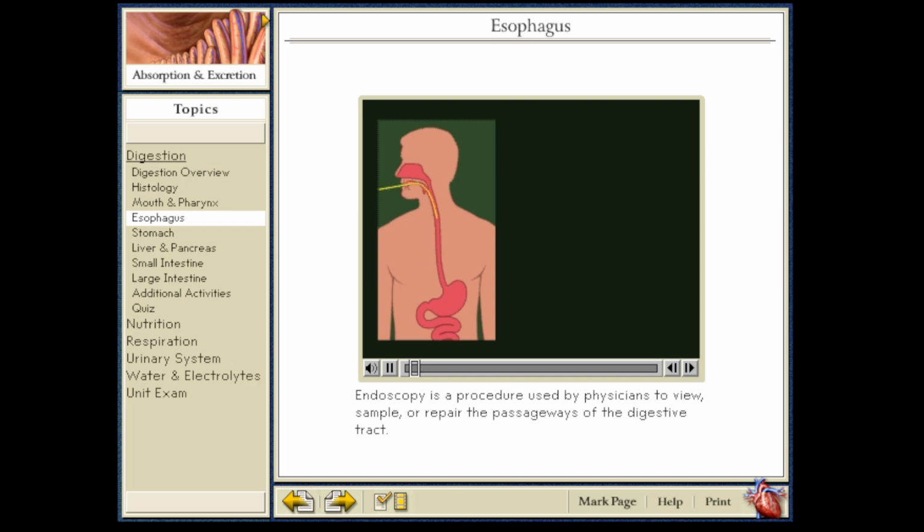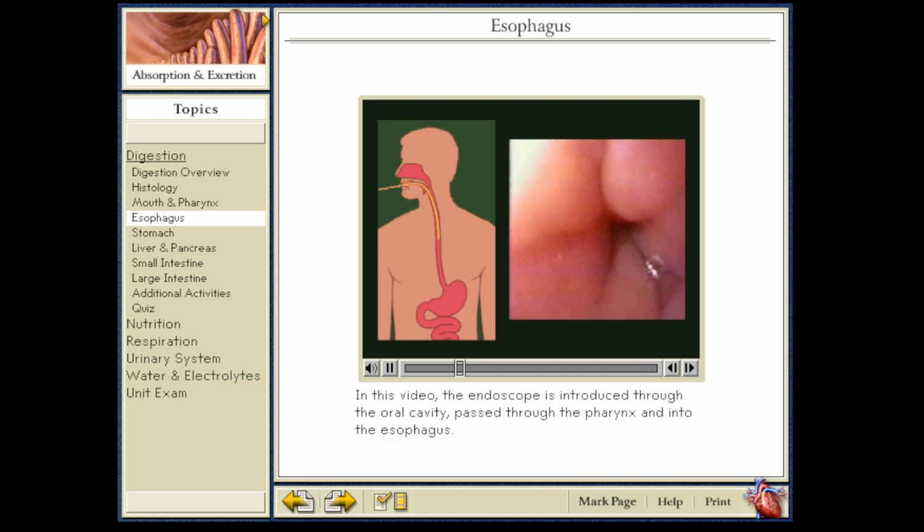Endoscopy is a procedure used by physicians to view, sample, or repair the passageways of the digestive tract. In this video, the endoscope is introduced through the oral cavity, passed through the pharynx and into the esophagus.